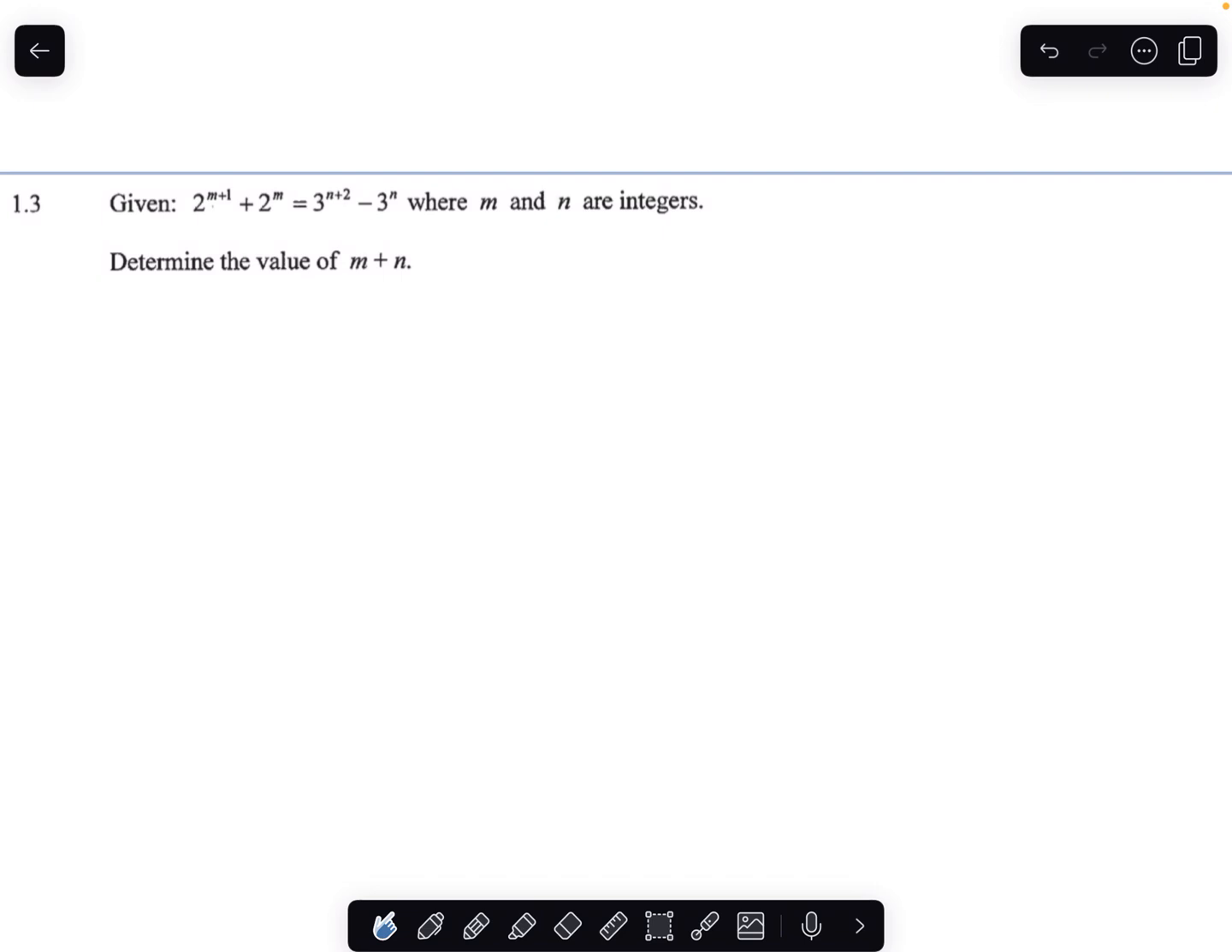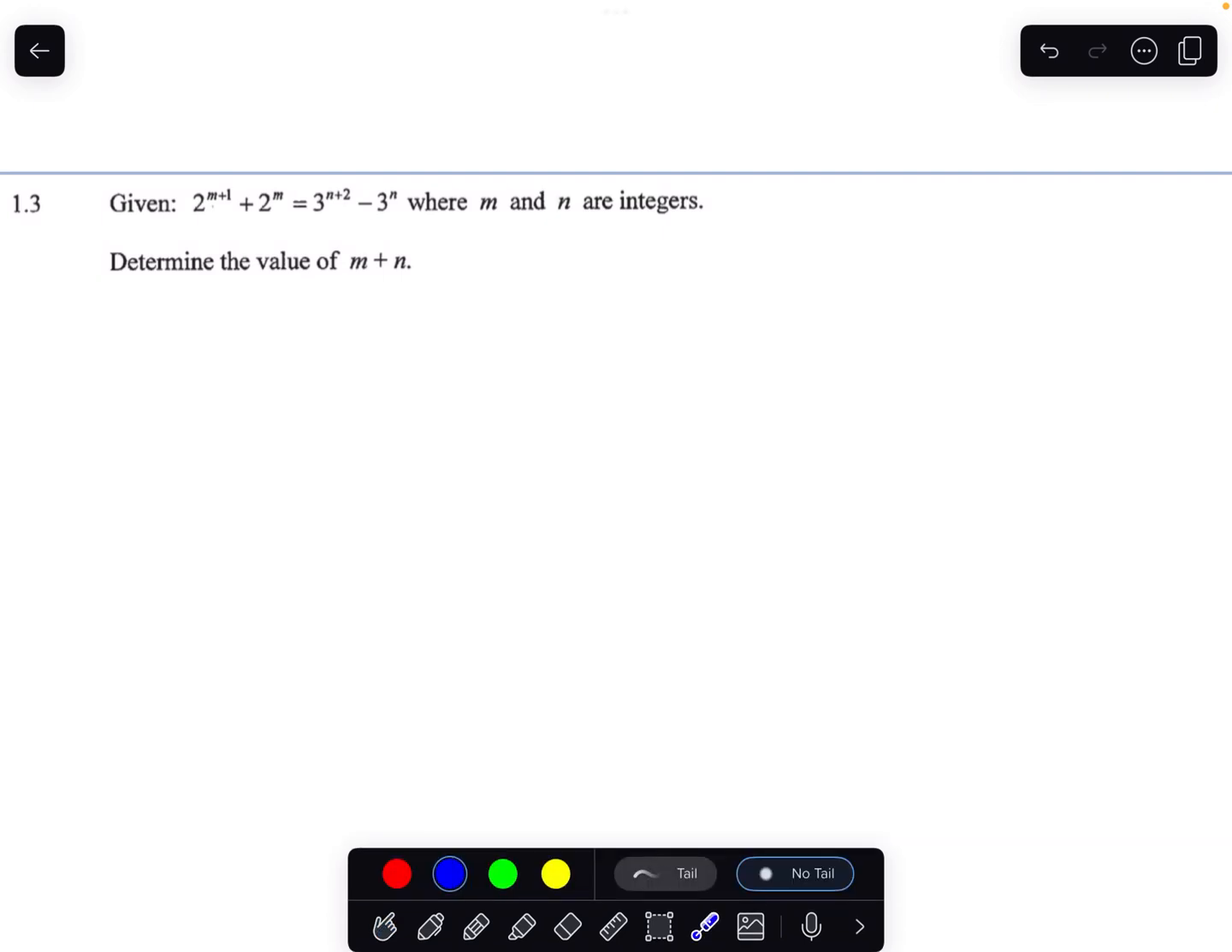We're doing question 1.3. Given 2 to the power of m plus 1 plus 2 to the m is equal to 3 to the n plus 2 minus 3 to the n, where m and n are integers, determine the value of m plus n. Okay, so what I immediately want to do is to extract the common factor on either side, so we go from having the variables repeating to just having them in one place.